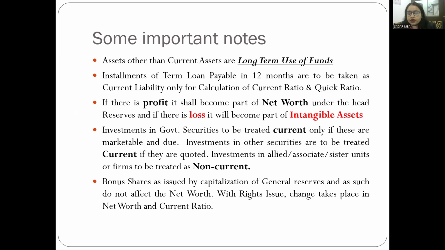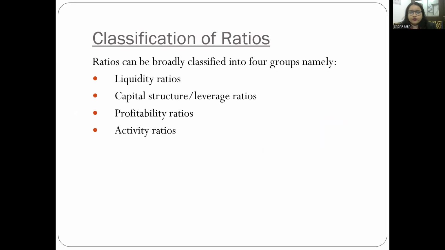Investment in government securities is treated as current only. These are marketable, and investments in other securities are treated as current if they are quoted. Investments in allied or associated sister units are treated as non-current assets. Bonus shares issued by capitalization of the general reserve do not affect the net worth, whereas with rights issues a change takes place in the net worth and current ratio.